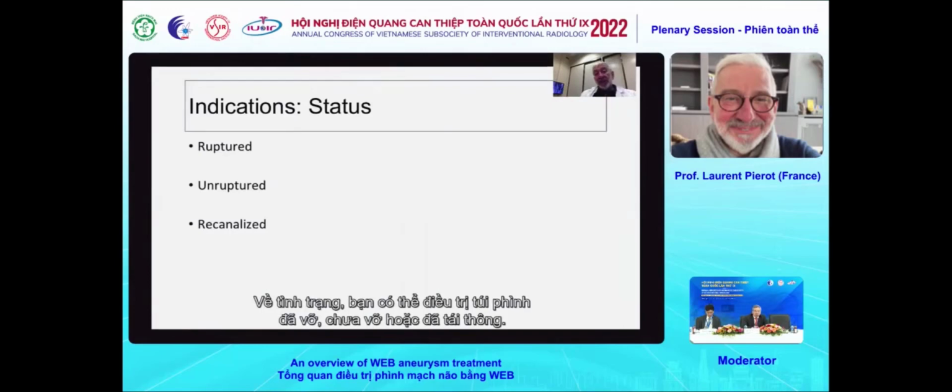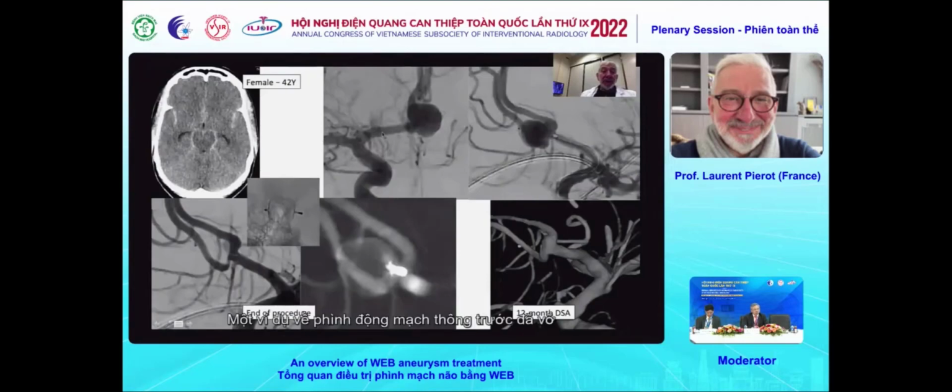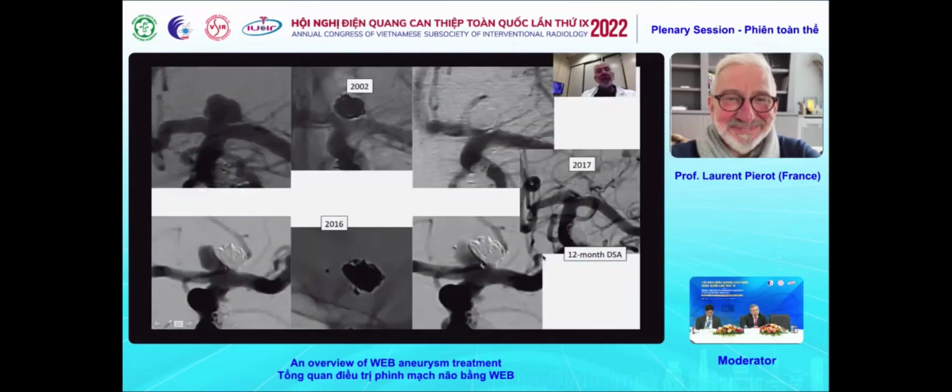Regarding the status, you can treat ruptured and recanalized aneurysms. I show you an example of a ruptured ACOM aneurysm. You see placement of a single layer web. You see the control angiogram at the end of the procedure, vasospasm, and at 12 months you have a complete aneurysm occlusion with some ectasia of the ACOM artery.